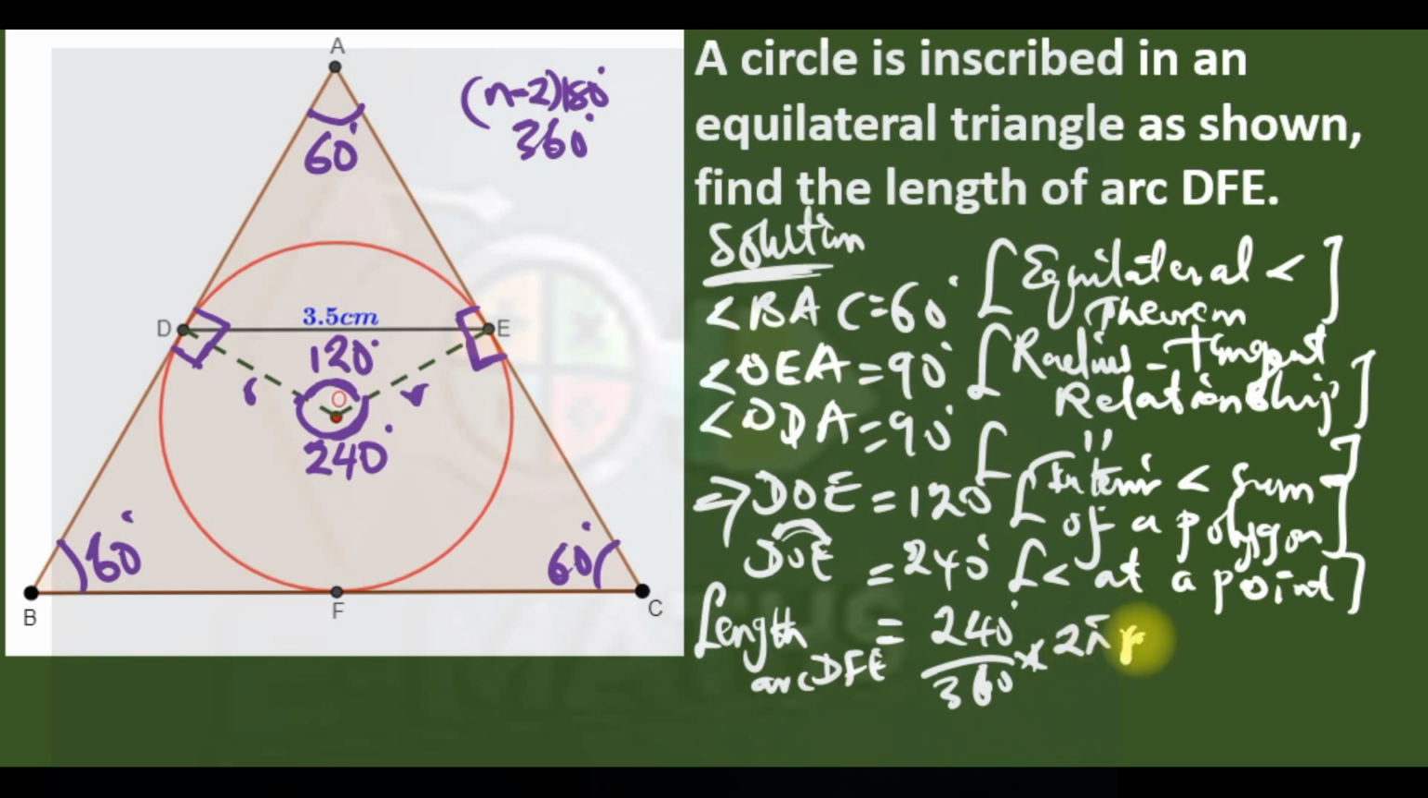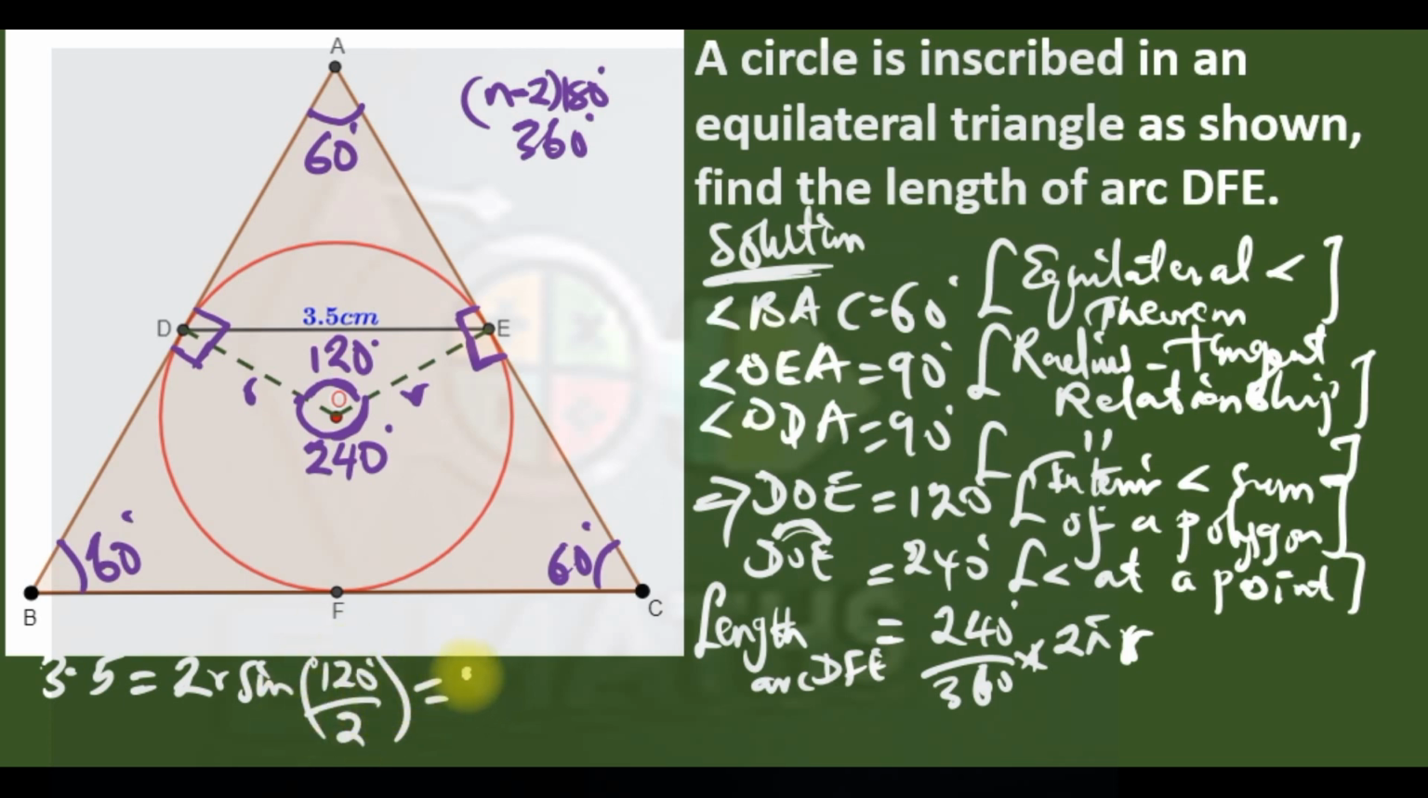But there is a little problem here. We need to get the value of r. And how do you get it? If you notice, we are given this chord, length of chord, chord DE. So we remember the formula for length of chord is, so 3.5 is equal to 2R sine half theta. That's our theta. The angle here is 120. So 120 over 2. That's the formula for length of chord. And this is 60.